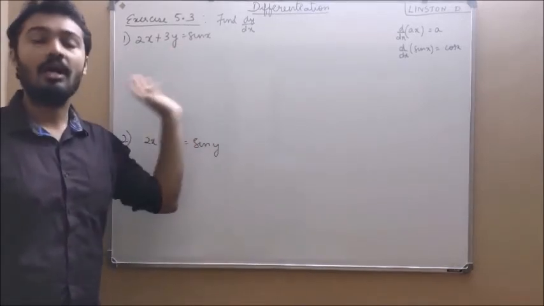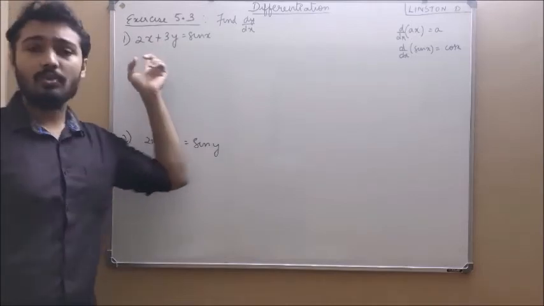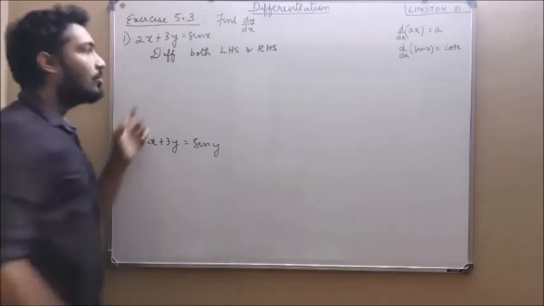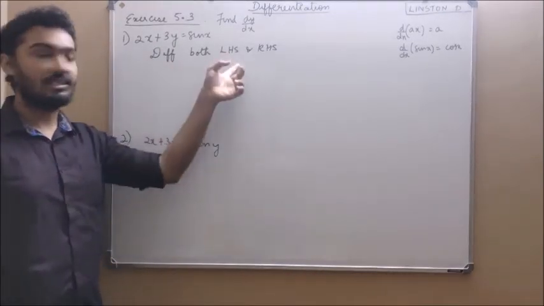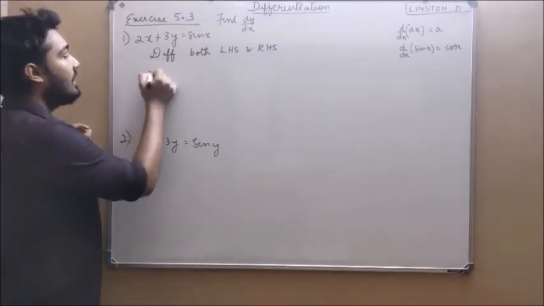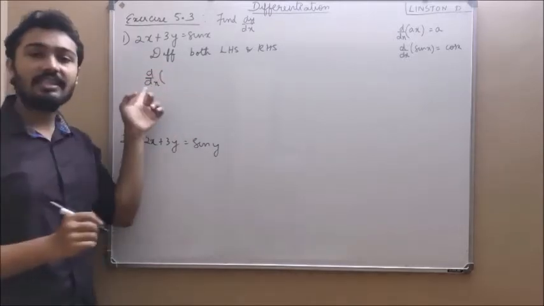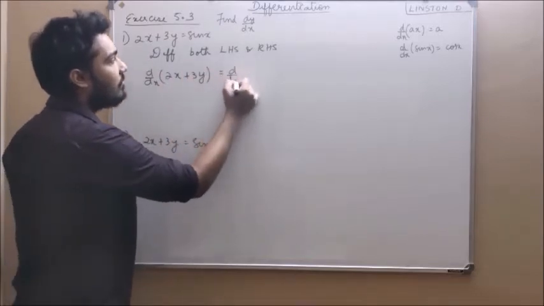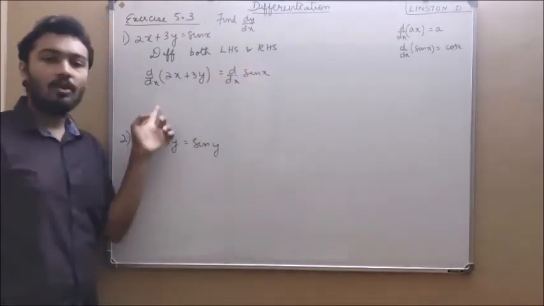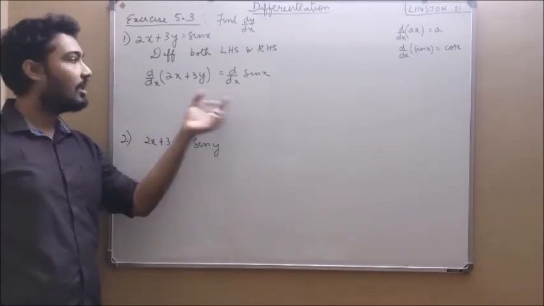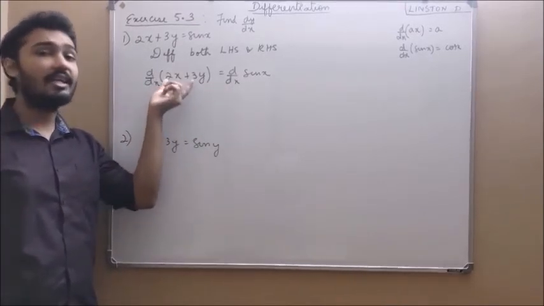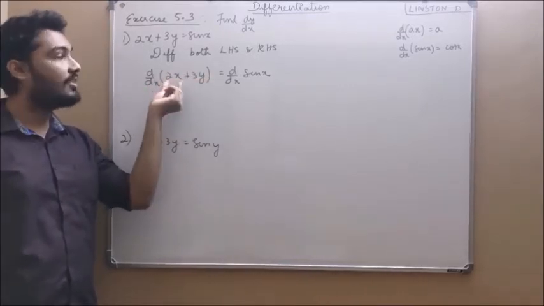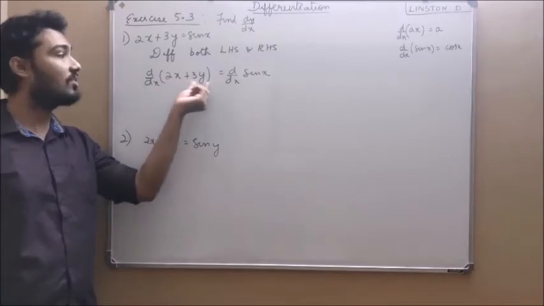Now we have to differentiate. So the rule is you have to differentiate both LHS and RHS. So d by dx of the left side, 2x plus 3y, equal to d by dx of sin x. We are differentiating both the left side and the right side. On the left side, this is a sum. How to differentiate the sum? The differentiation of this plus the differentiation of this.